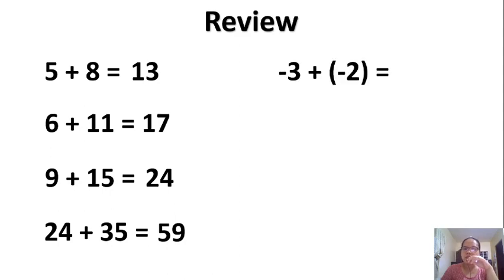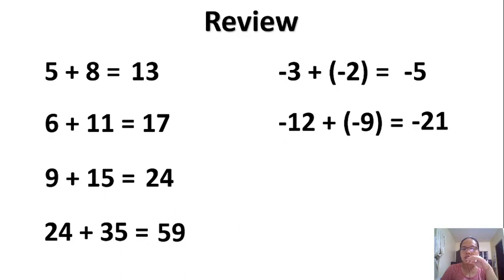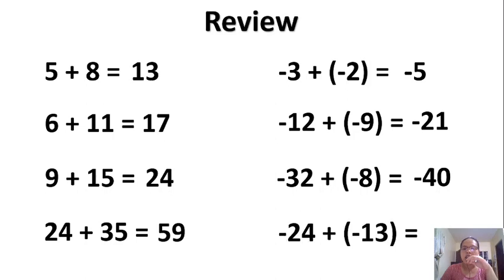How about if we have negative 3 plus negative 2? The answer is negative 5. Negative 12 plus negative 9, its sum is negative 21. Negative 32 plus negative 8, it's negative 40. And negative 24 plus negative 13, it's negative 37.